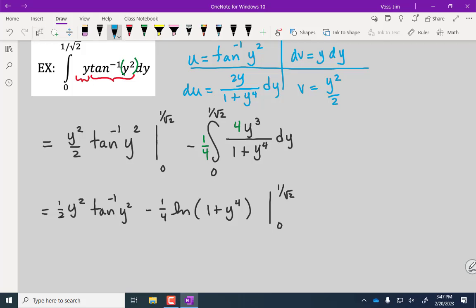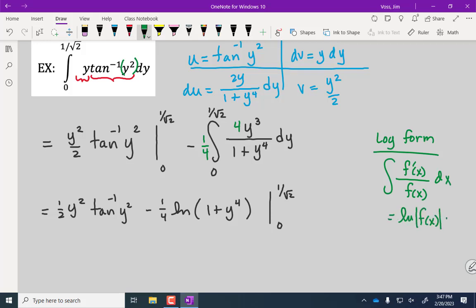So remember that log form looks like this. Log form is when we have this situation. This will always be natural log absolute f plus c. So the denominator's derivative is identically the numerator.